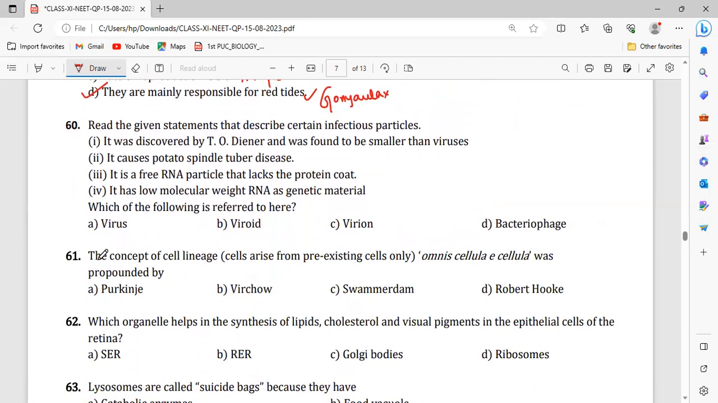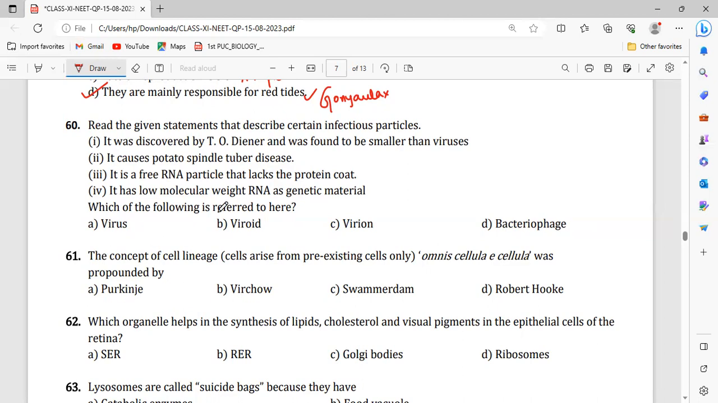Then 60. Read the following statement that describes certain infectious particles, and we have to write which of the following is referred to here. So all of these are referred to. Which of the options we have to select?